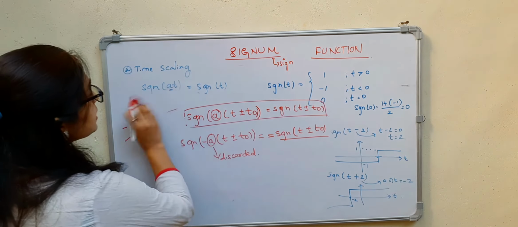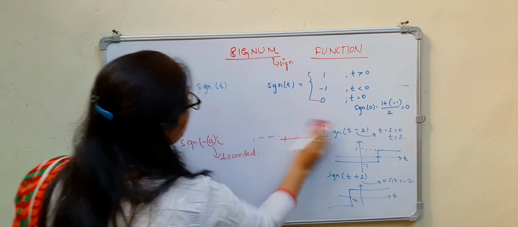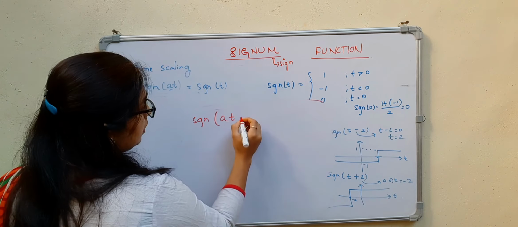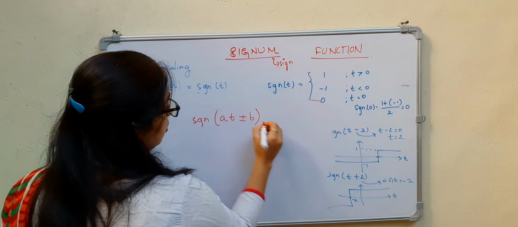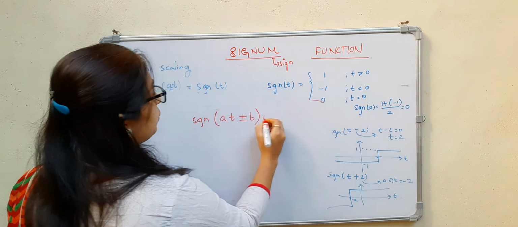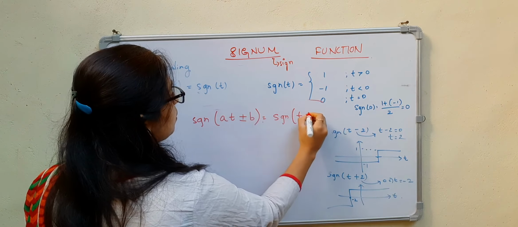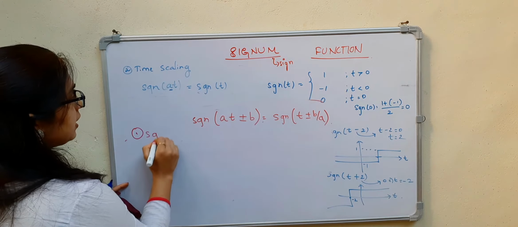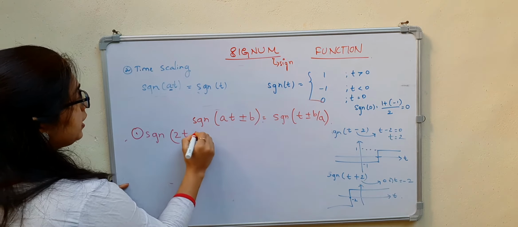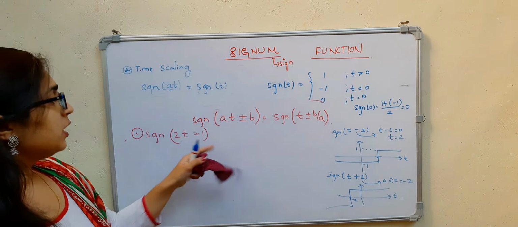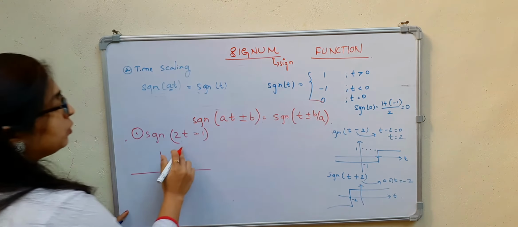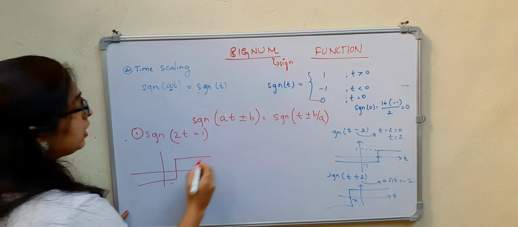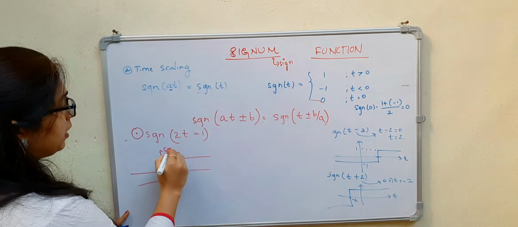Next, let us consider another formula, that is signum of at plus or minus b. This will be equal to signum of t plus or minus b by a. So we will prove it. First I will consider signum of 2t minus 1. In this case, it will be shifted towards the right by 1 unit. So this will be signum of t minus 1.